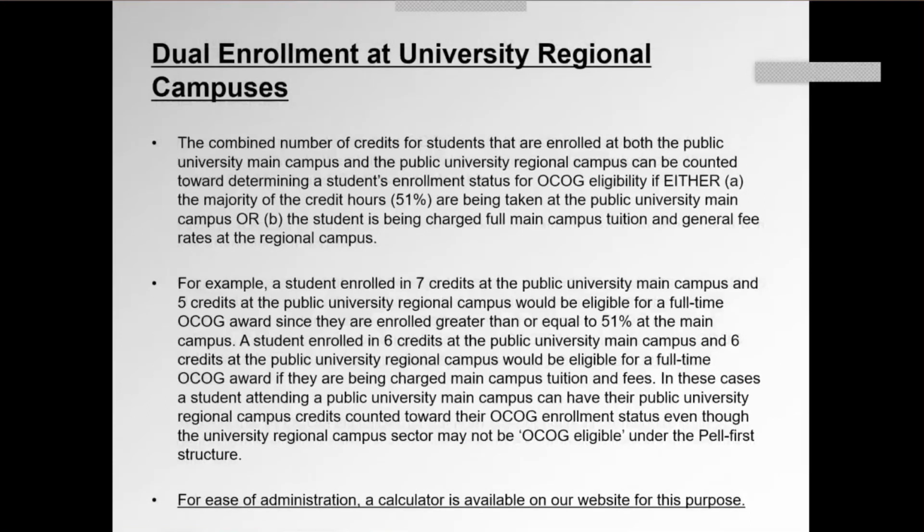Dual enrollment for students that are at regional campuses. Let me back up. If you have a student that you're at the main campus, they're splitting classes between the main campus and the regional campus. Typically, students that are only at the regional campuses would not be eligible. But if they are eligible, they may be eligible for a slightly reduced award. So that student would have to either be 51% taking the majority of their classes at the main campus, or be at the regional campus but fully be charged the main campus tuition charges.